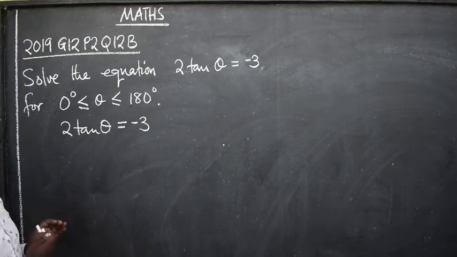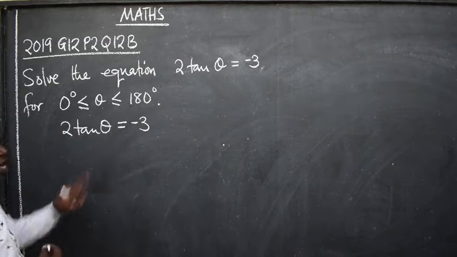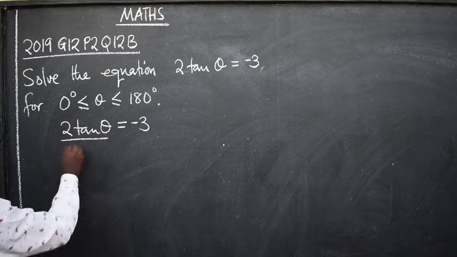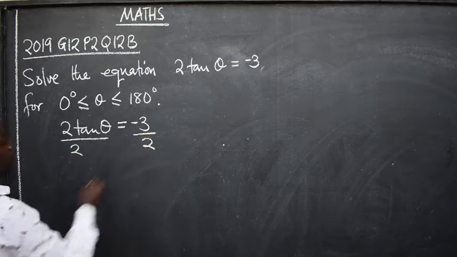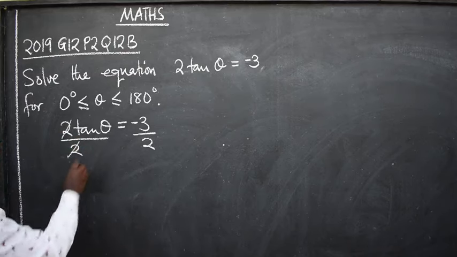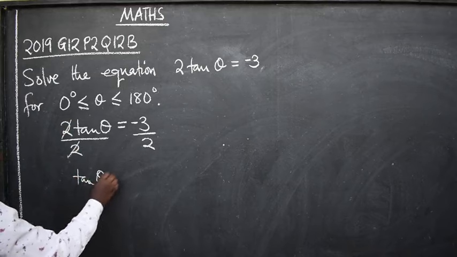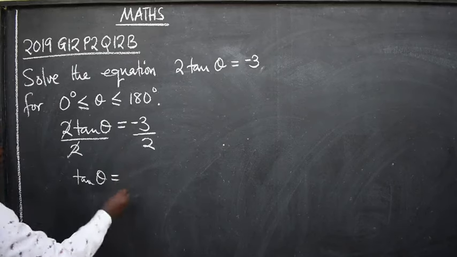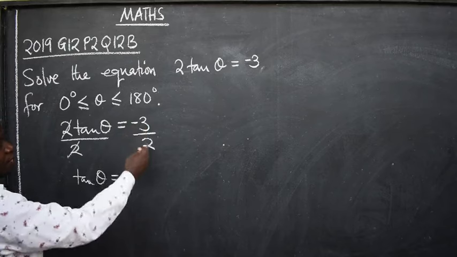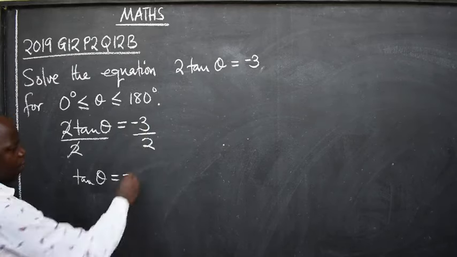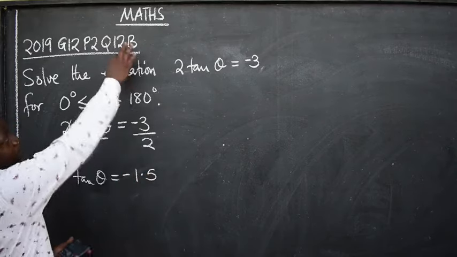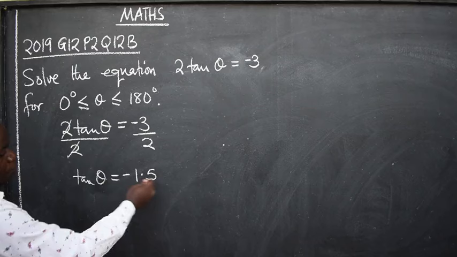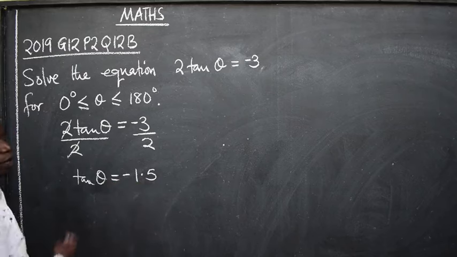Well, on the left hand side here, you have to make sure that you just remain with the ratio, which is tan theta. We don't need this 2. So we are going to divide both sides by 2, so that we cancel the 2. We remain with tan theta is equal to, we are going to convert this into a decimal. So we're going to say negative 3 divided by 2, we are going to have 1.5. This is paper 2, so you are very much free to use the calculator. So you're going to find negative 1.5.